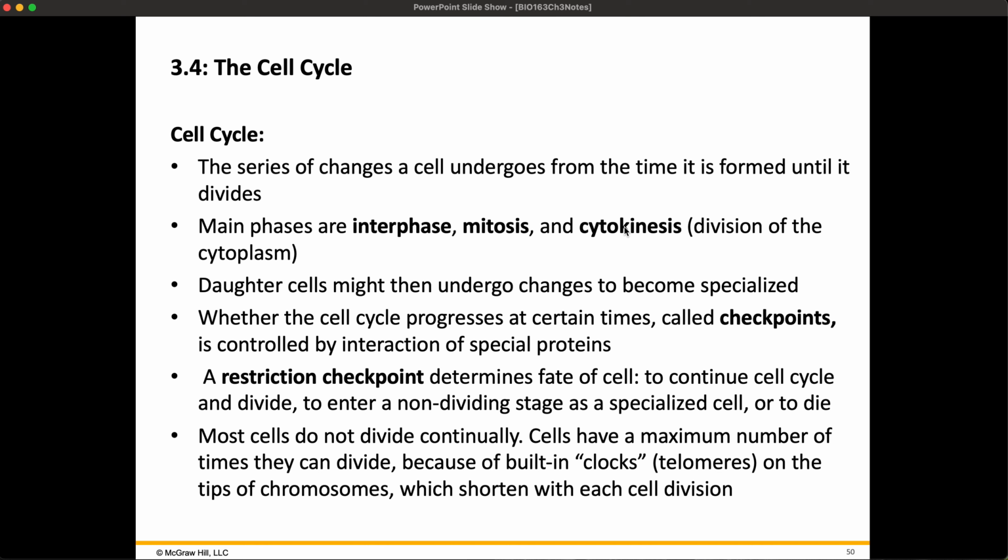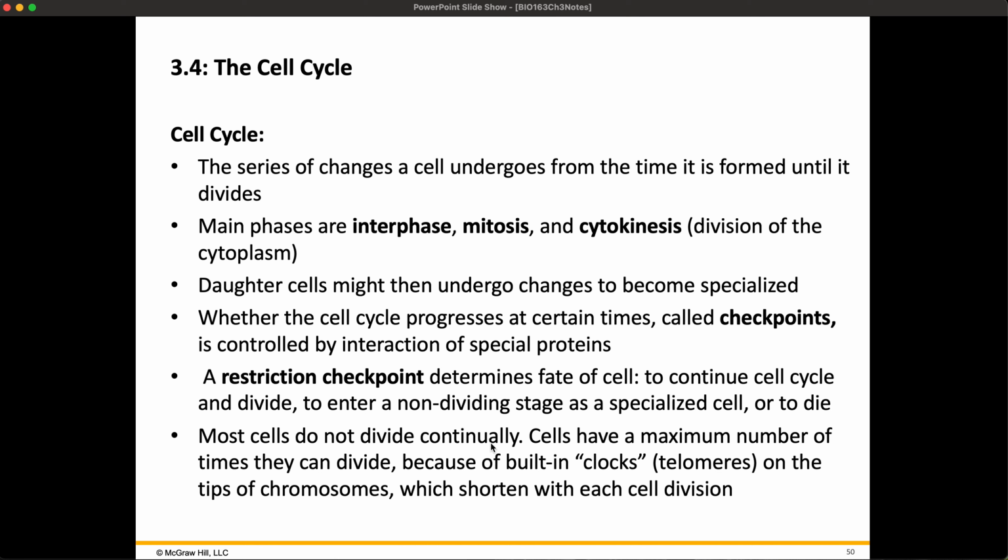Cytokinesis is part of the division cycle. Mitosis is referring to the division of the internal components and the plasma membrane, the genetic components, and cytokinesis is the actual division of the fluids and things in the cell separating. These two, cytokinesis and mitosis, happen concurrently, but we're just dividing them out here. And then you can read through this, talk about checkpoints and restriction checkpoints, because there are all these different signals that control how fast it happens, when it's happening, and what cells are going through the division cycle at what time.